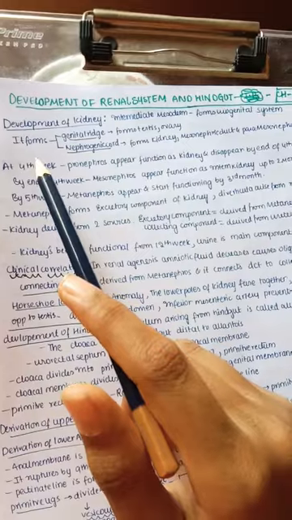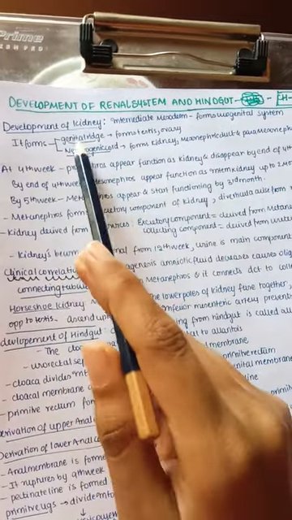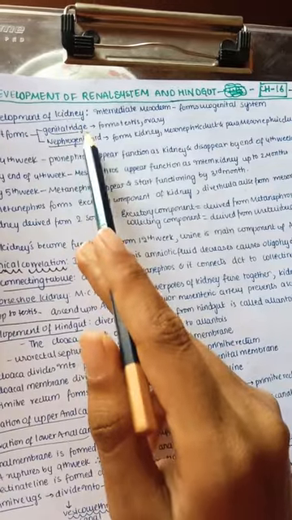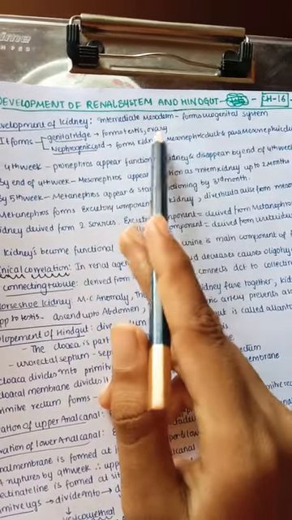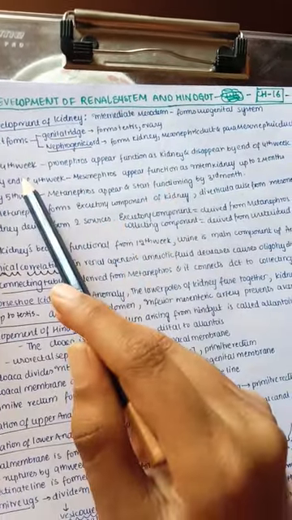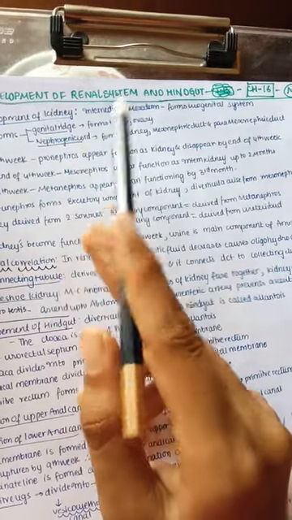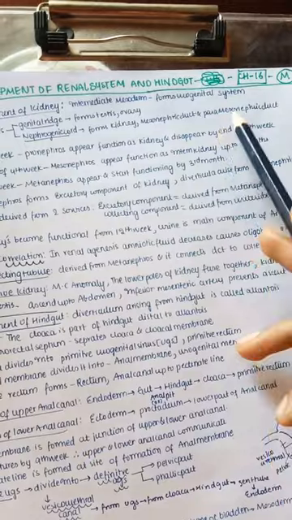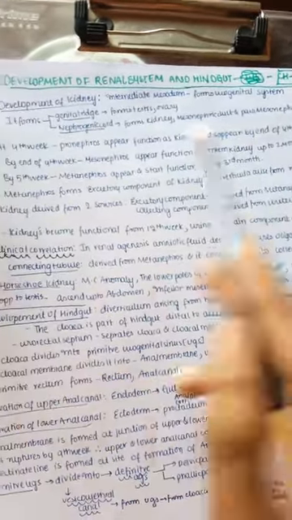So the intermediate mesoderm mainly forms two structures, the genital ridge and the nephrogenic cord. The genital ridge gives rise to the testis in male and ovary in female, and coming to the nephrogenic cord, it forms the kidneys, mesonephric ducts, and paramesonephric duct. Actually the paramesonephric duct is just near to the mesonephric duct.